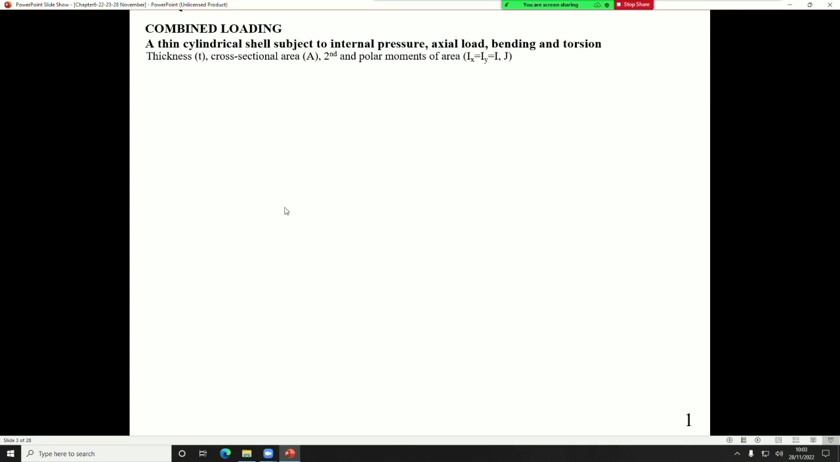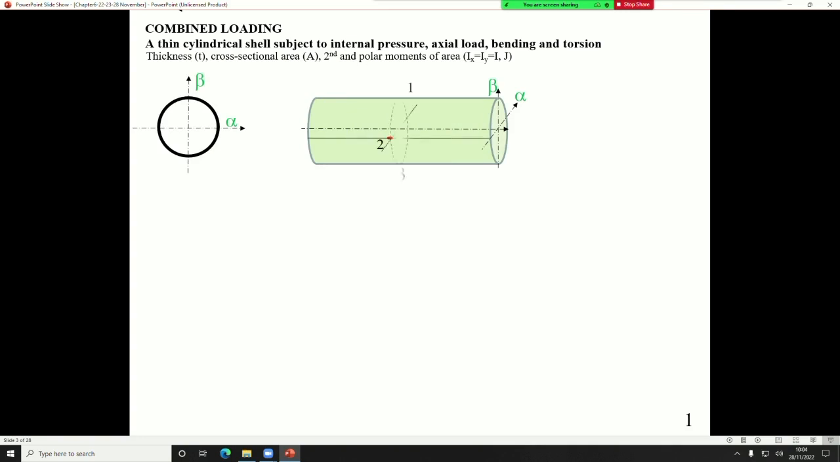On slide number 1, we have a thin cylindrical shell which is subject to internal pressure, tension, bending, and torsion. And our objective is to find stresses at 3 points, points 1, 2, and 3. Now, I've attached an alpha beta coordinate system to the cross section of the cylinder, and I have attached an XY coordinate system to each of these elements.